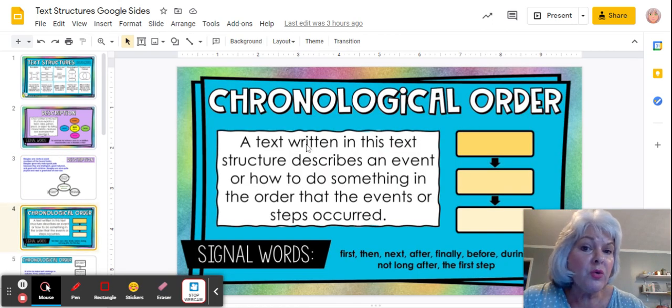Then for chronological order, this text is written in a text structure that describes an event or how to do something in the order that the events or steps occurred. The signal words are first, then, next, after, finally, before, during, not long after, and the first step.